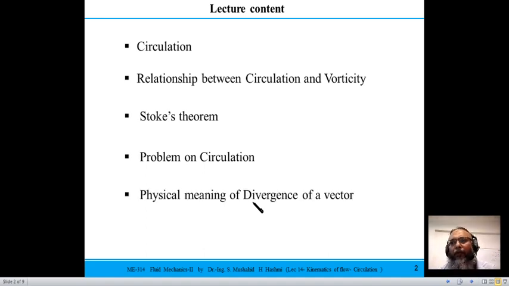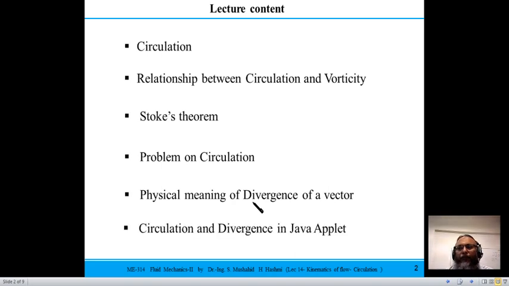And then we will go into the physical meaning of the divergence of a vector. If we have a vector field and we take the divergence, what is the magnitude of the divergence actually representing? This is what we will explore using visualization tools like Maple and the applets. In the end, we will go into the software part, and that would help our understanding of circulation, line integral and the curl of the velocity vector.